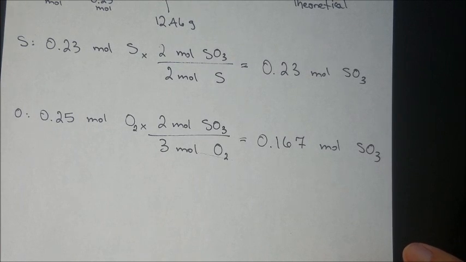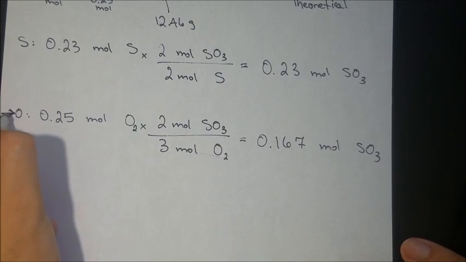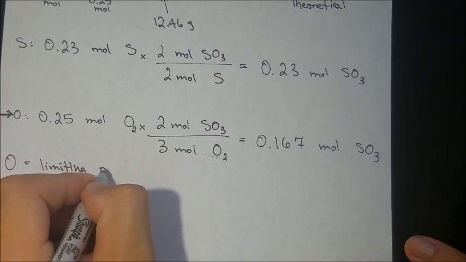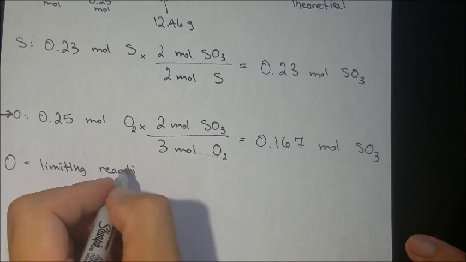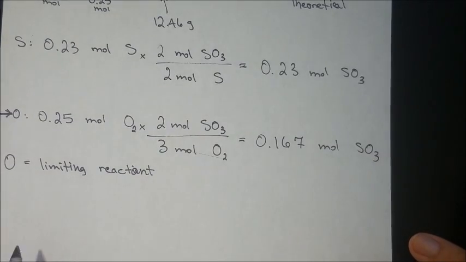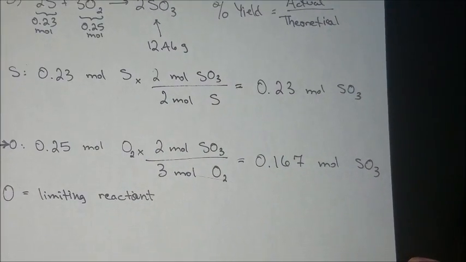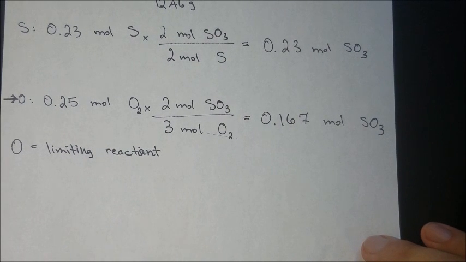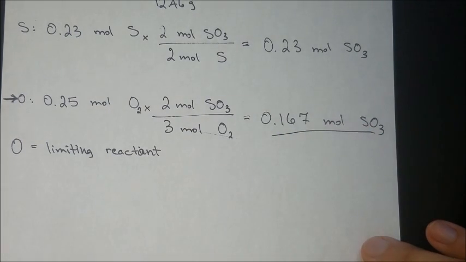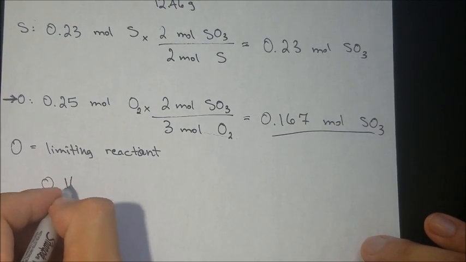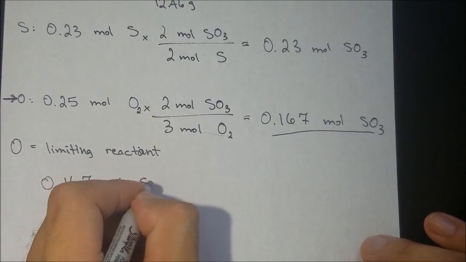So which of them is the limiting reactant? That would be the oxygen. So the oxygen right here is the limiting reagent. Or, to be specific, limiting reactant, because it's one of the reactants in the equation. So oxygen is our limiting reactant, which means that we're going to run out of the oxygen first. When we run out of oxygen, we would have made 0.167 moles of SO3. So we're almost done here. 0.167 moles of SO3 is how much we make.